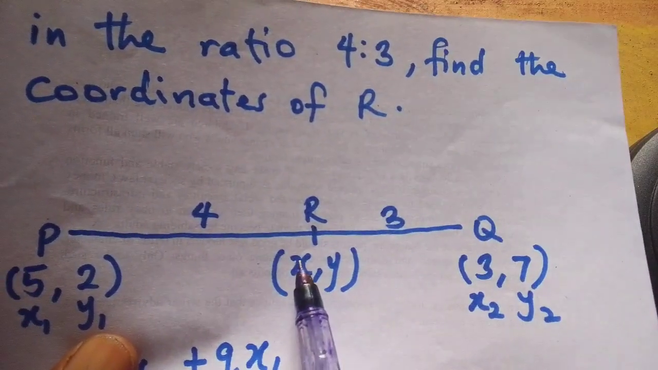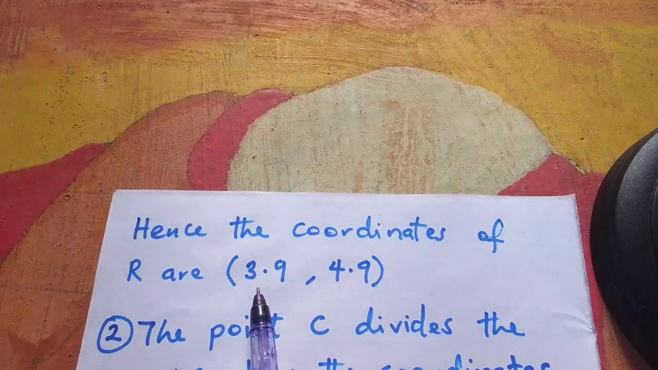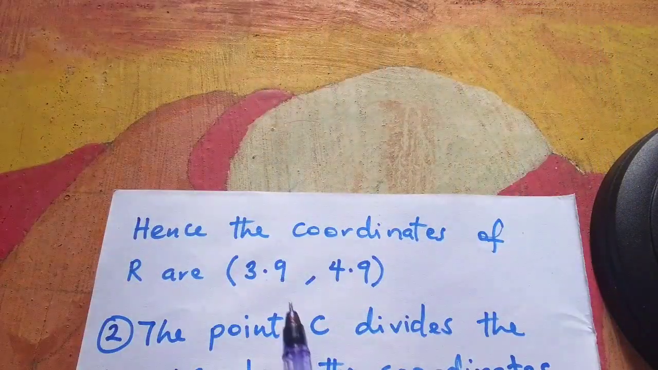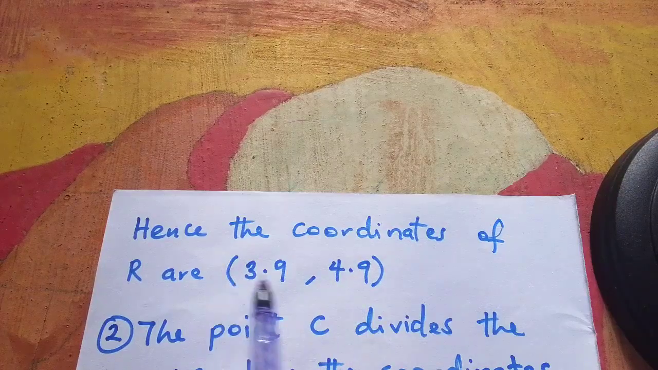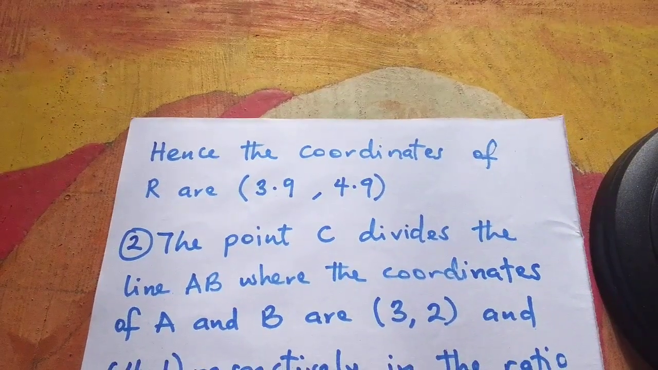By that means, the value for your x here will be what? 3.9. And this y will be what? 4.9 will be the coordinates for R. Now let us have another example.